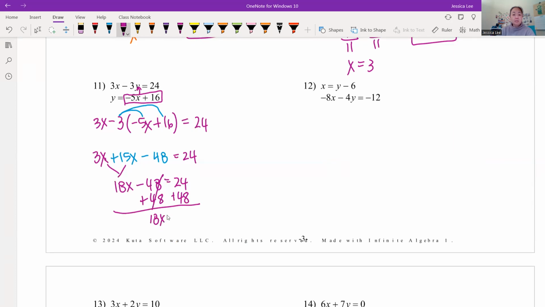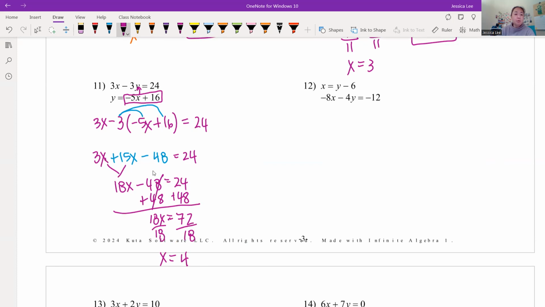We got 18x is equal to, that's 48, 60, 72. All right, now we're going to divide by 18. So x is equal to 1, 2, 3, 3, 4? Let's say 4. Yep, 4. You can check your calculator, right? And so that's going to be 4, and then I'm going to plug that in.